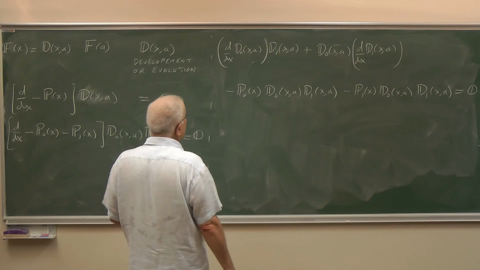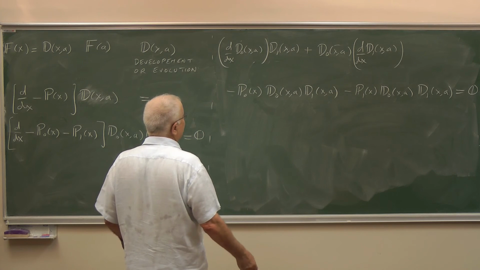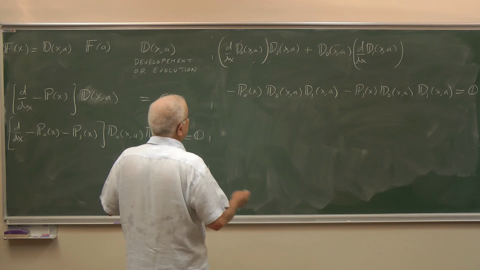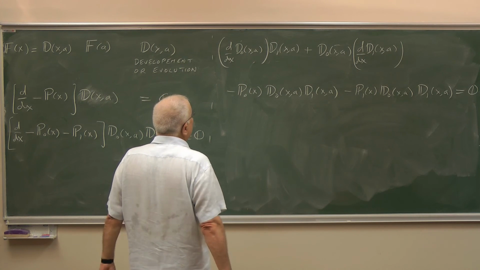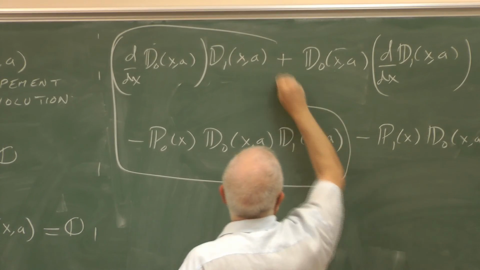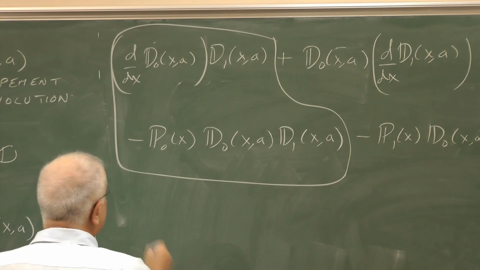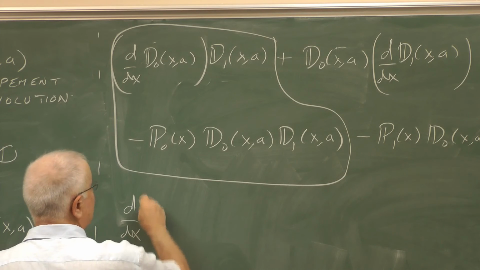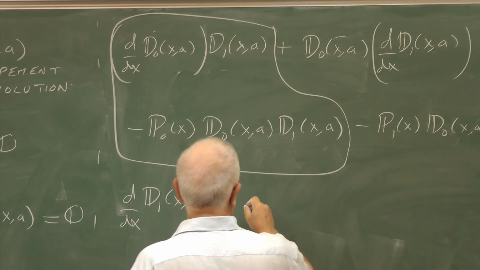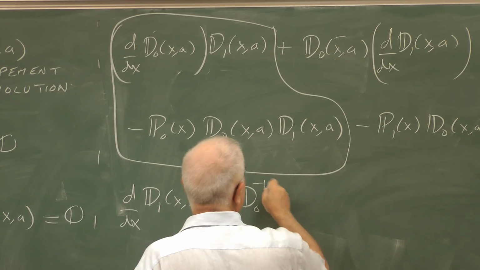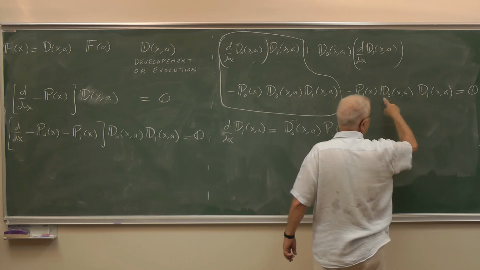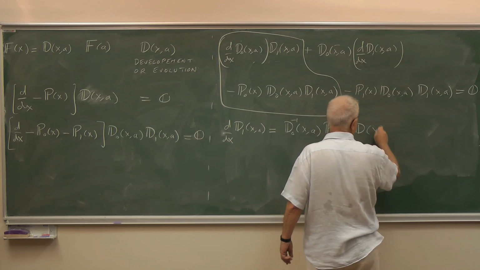Now I told you that d0 is an already solved problem. So what is that? d dx minus p0 of d0 d1 is, they are equal to each other. So these two terms cancel each other, and the derivative of d1 xa equals d0 inverse of xa, p1 of x. This combination d0, d1, let me write simply as d of xa.